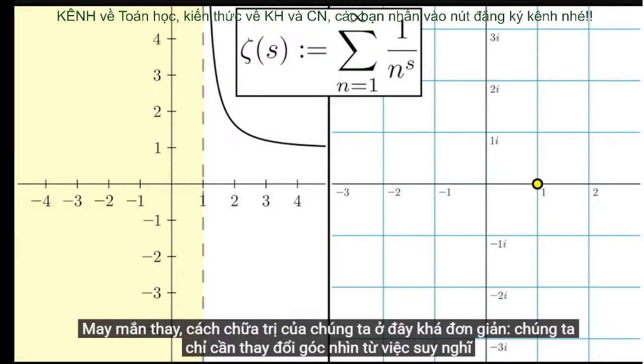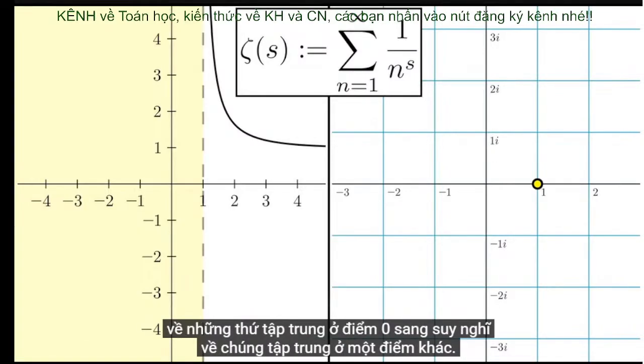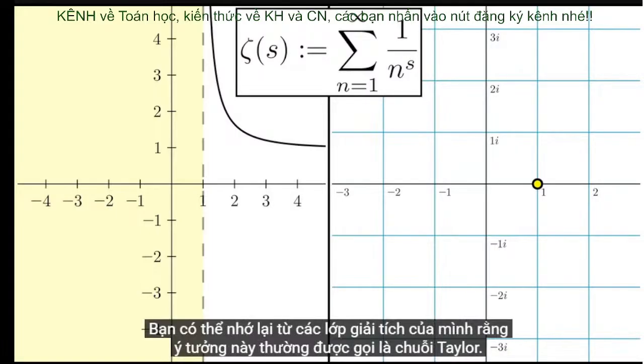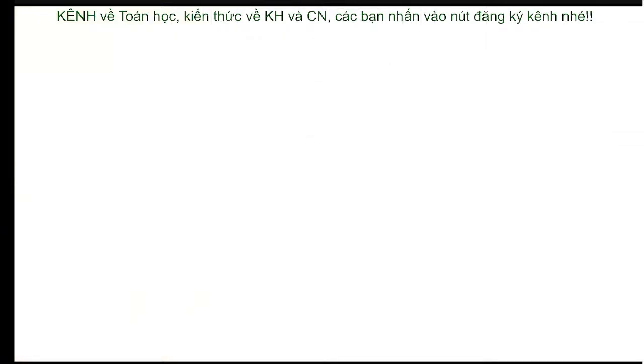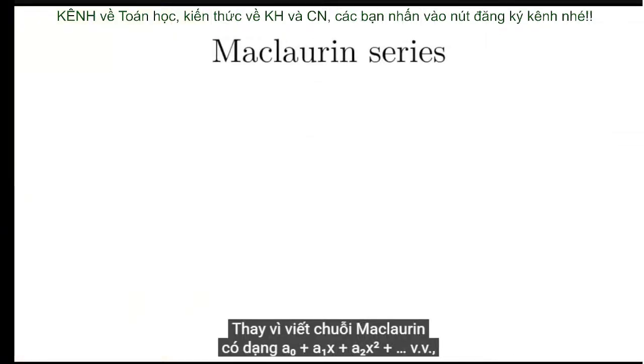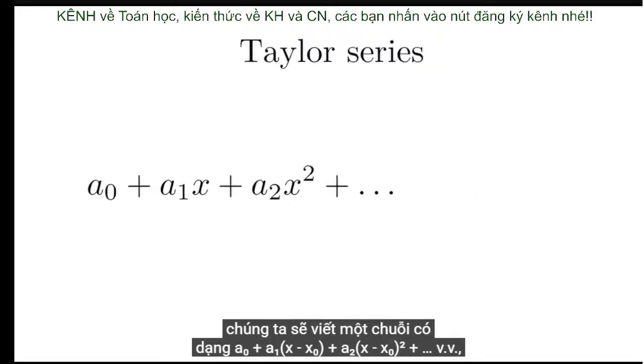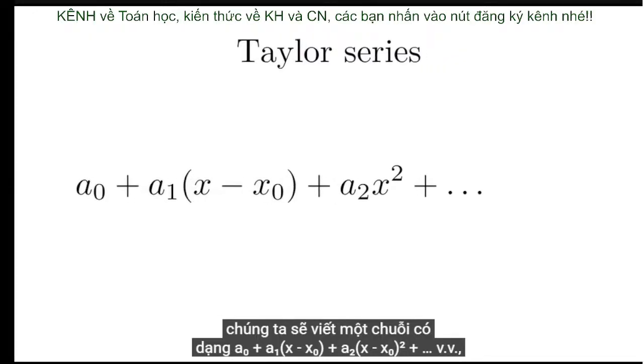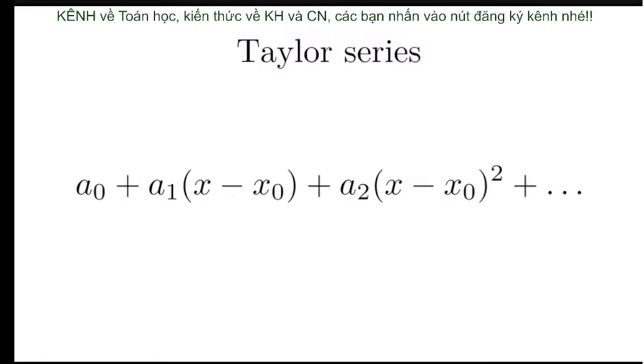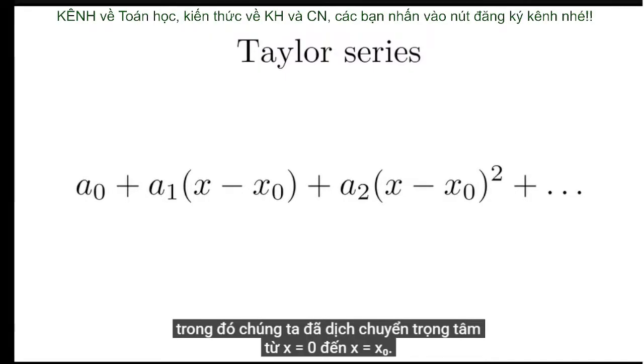Fortunately, our cure here is relatively simple. We just need to change our perspective from thinking about things centered at 0 to thinking about them centered at some other point. You might recall from your calculus classes that this idea is usually known as a Taylor series. Instead of writing down the Maclaurin series, which has the form a0 plus a1x plus a2x squared, and so on, we're instead going to write a series of the form a0 plus a1 times x minus x naught plus a2 times x minus x naught squared, and so on, where we've shifted our center now from x equals 0 to x equals x naught.